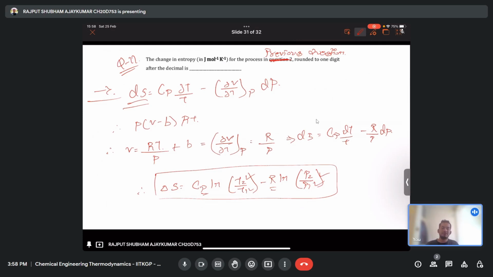And we have seen how the change in enthalpy and entropy of the system can be related to the non-ideal equations of state, along with various numericals and MCQs related to that.